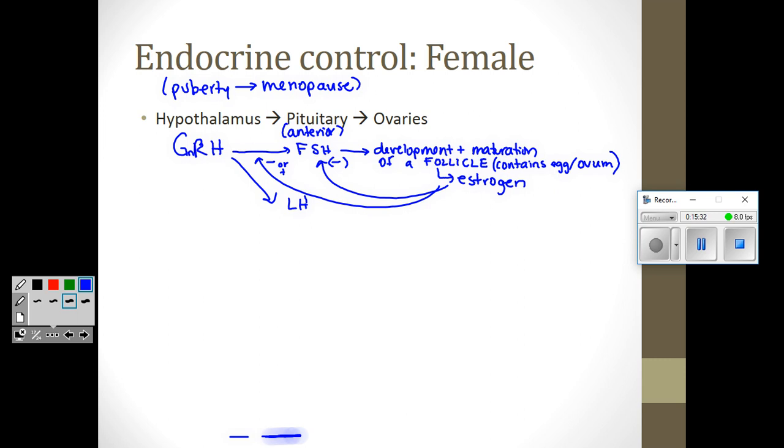Now the other hormone, LH, still stimulates something in the ovaries, but a different structure. FSH is stimulating a follicle, the little structure that contains an egg. LH is the hormone that stimulates ovulation, so the release of the egg from the ovary.